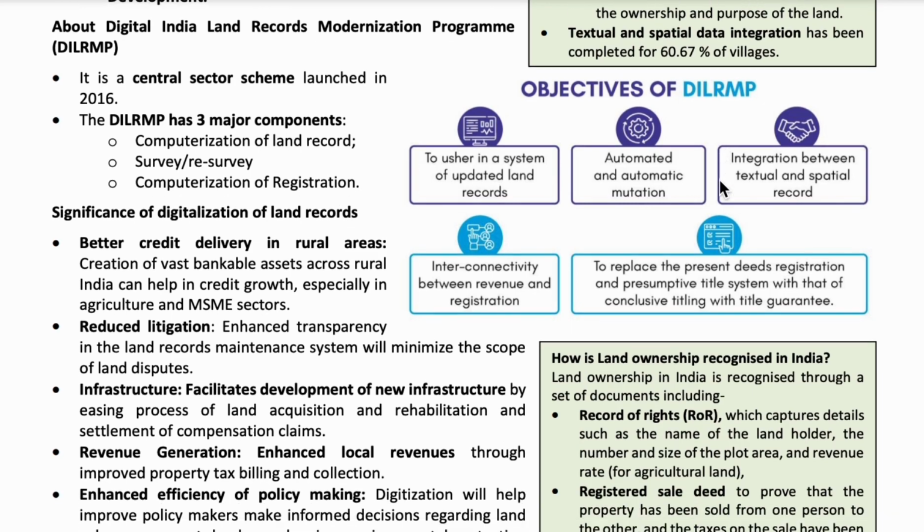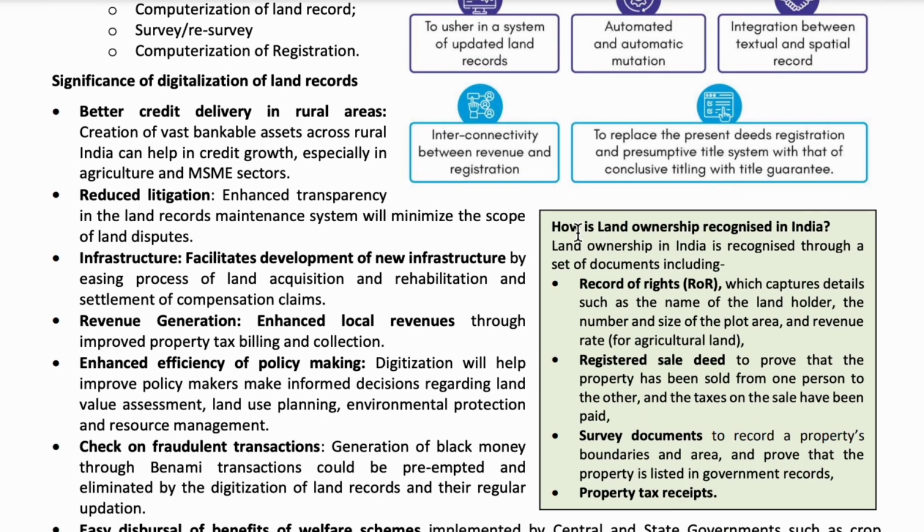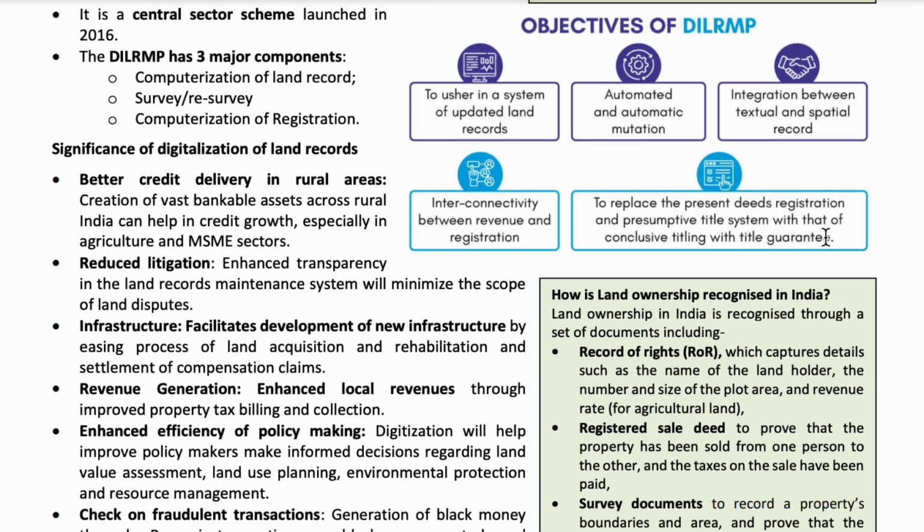Now look at this box. How is land ownership recognized in India? Generally, land ownership is recognized through the land records or land documents, or through a registered land sale document, or through survey documents, or through property tax receipts. So this is how land ownership is recognized in India.